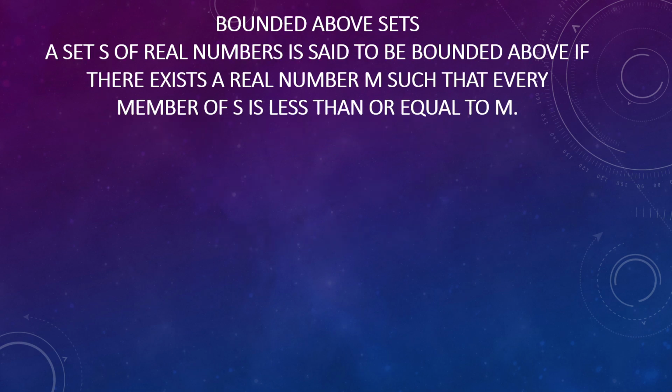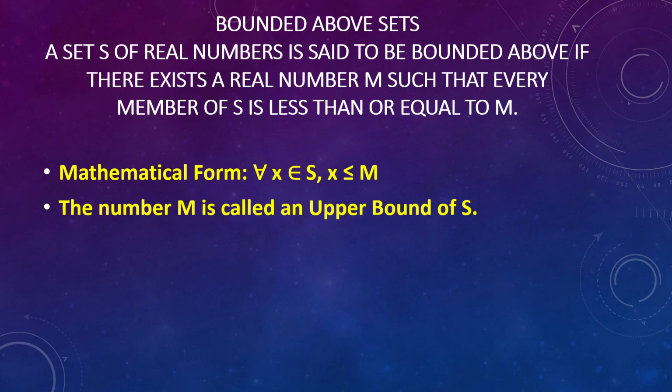Let us first understand what it means for a set to be bounded above. A set S is said to be bounded above if there exists a real number m such that every element of the set is less than or equal to m. Mathematically, we write this as: for every x belongs to S, x is less than or equal to m. Such a number m is called an upper bound of the set.